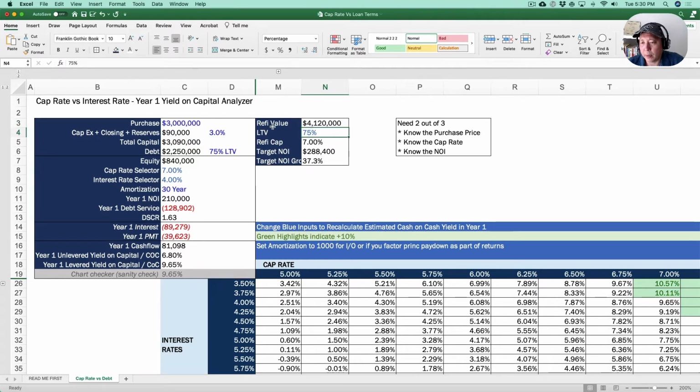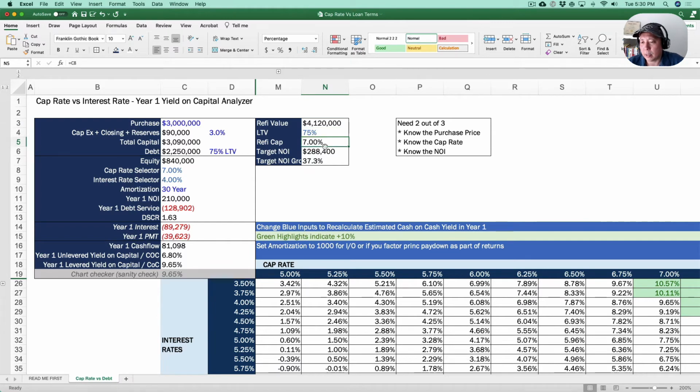And by doing that, we realize that our refi value has to be, when we go to refi this thing, about $4.1 million. Well, how do we achieve $4.12 million in total value?